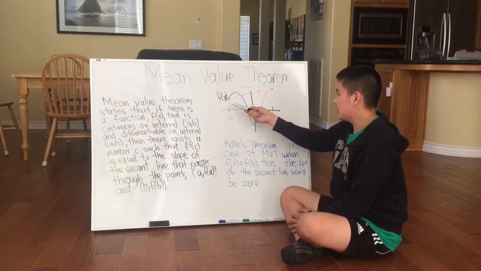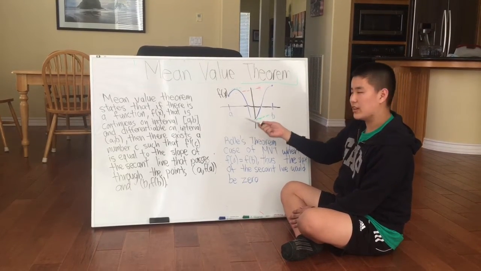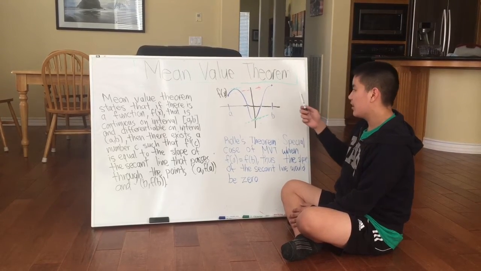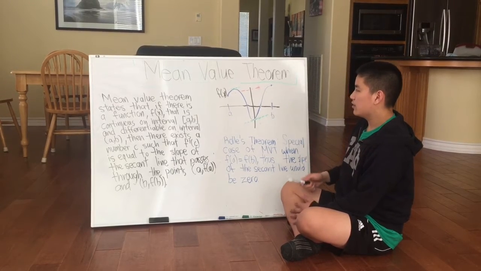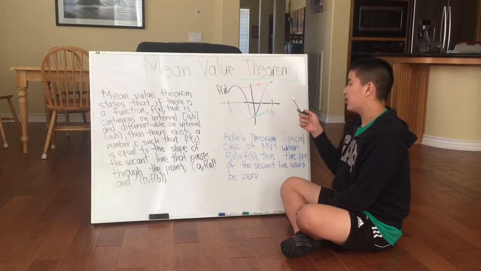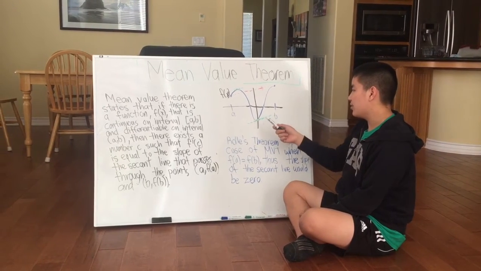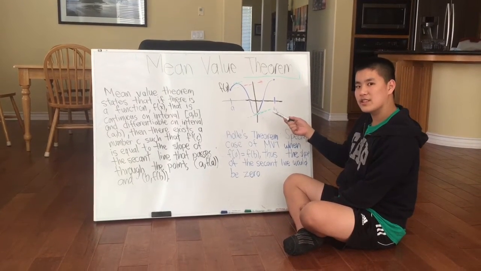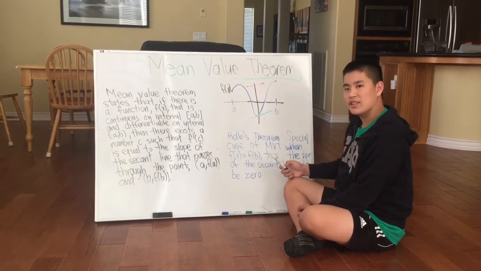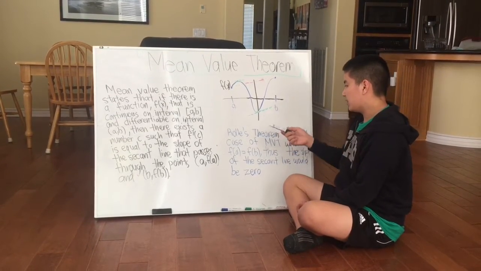So this is just a graphical representation of mean value theorem. We can clearly see that f of x is continuous and differentiable on the interval a to b, and the red line represents the secant line of a to b. So according to mean value theorem, since f of x is continuous and differentiable on the interval a to b, then there exists a value c such that f prime of c is equal to the slope of the secant line. Here the green lines represent two examples of the possible values of c.